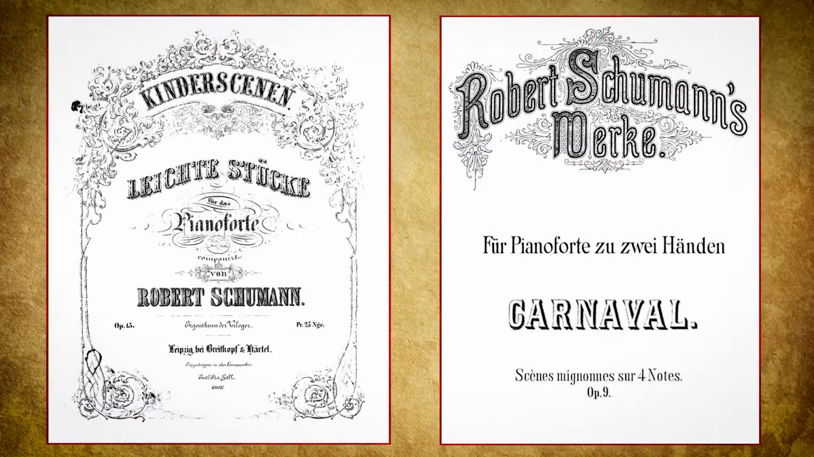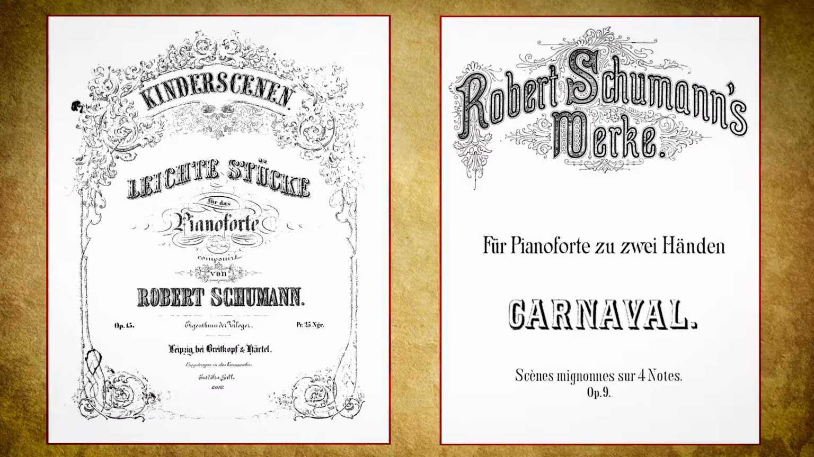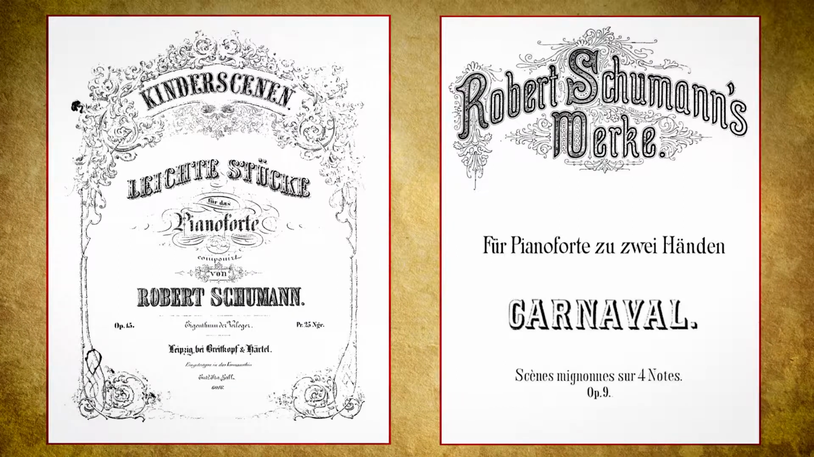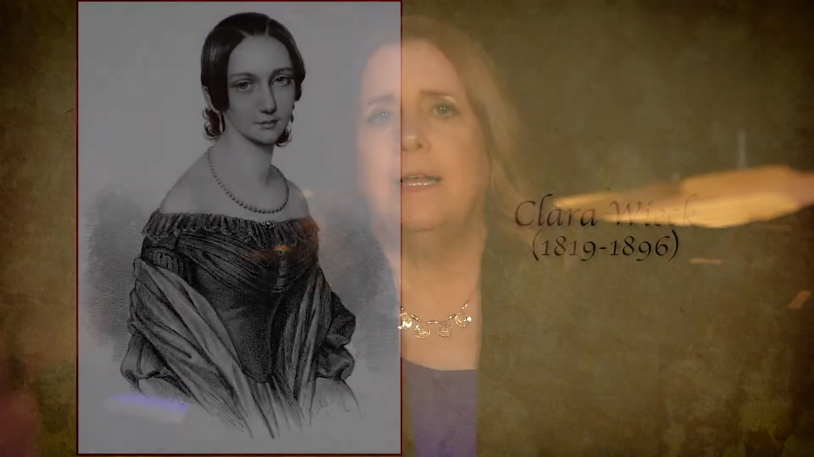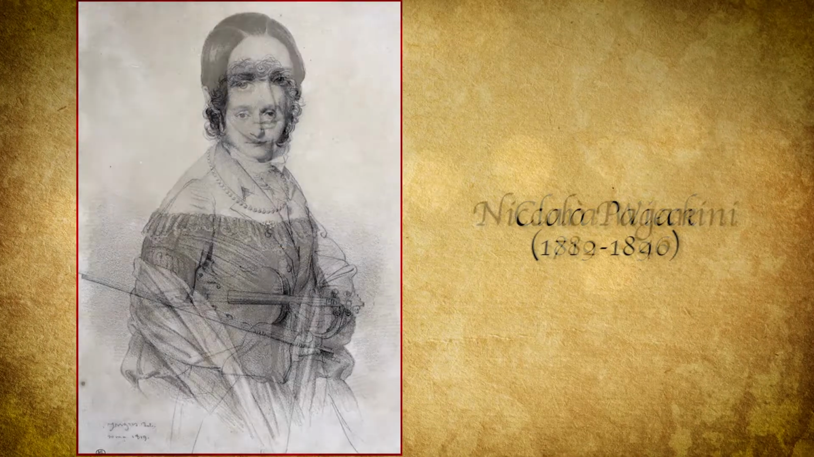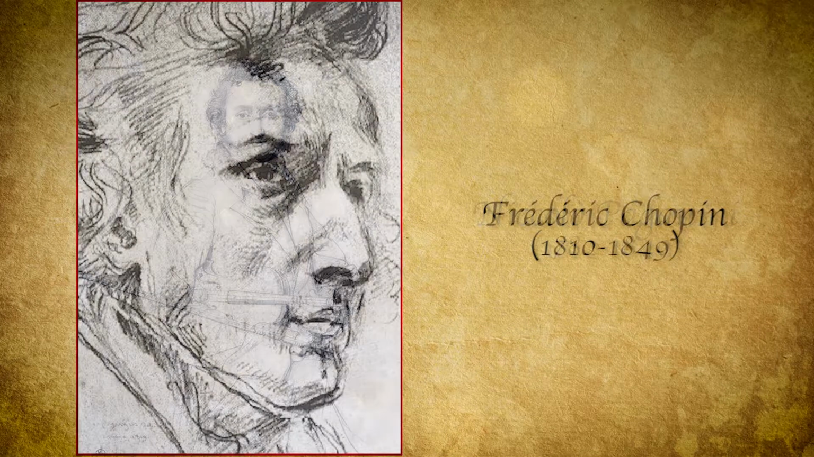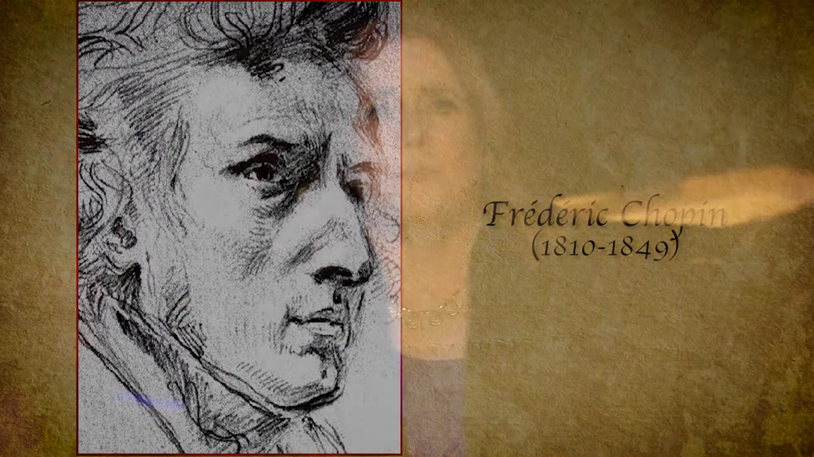In Kinderscenen and Carnaval, Schumann gave specific titles to the individual pieces within the character cycle, and in Carnaval, Schumann not only gave titles to many pieces, but also gave names to the pieces. Some were names of actual people, such as Clara Wieck, Paganini, and Chopin. With these musical portraits, Schumann became the first composer in history to portray contemporary composer-performers in their own musical style.